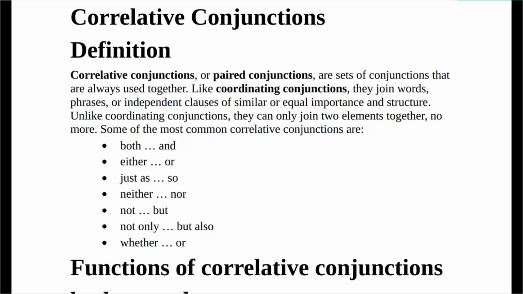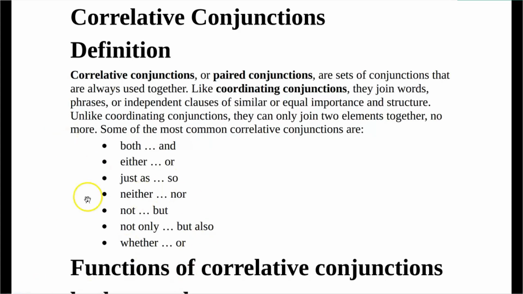structure. If you have watched our video on coordinating conjunctions and subordinating conjunctions, the difference is that coordinating conjunctions join clauses of similar or equal importance, while subordinating conjunctions join clauses that do not have equal importance. So correlative conjunctions are like coordinating conjunctions, but unlike coordinating conjunctions, they can only join two elements, no more. They can only join two elements.